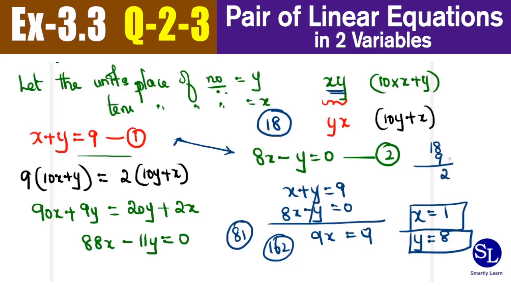9 8s are 72, 7 carried. 1 times 9 is 9, plus 7 is 16. So this is also giving you 162. So the answer is right. Please be very clear. 18 into 9 is giving you 162 and 2 into 81 is also giving you 162. So the reversal of the digits is also fetching you the correct equation. And 8 plus 1 is 9. So that's also tallied.